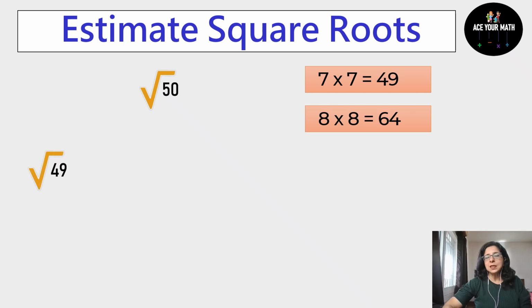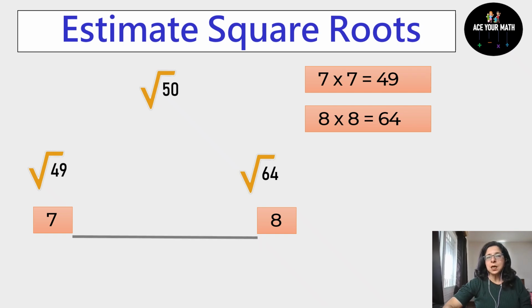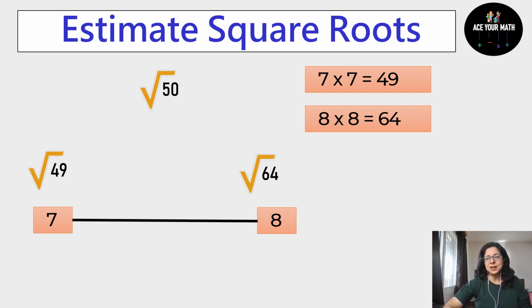So we can say that the square root of 50 lies somewhere between square root of 49 and square root of 64. Now first you write the answer of 49, it is 7. Now you write the square root of 64, it is 8. It means our answer lies somewhere between 7 and 8. Now the steps are the same. Subtract 49 from 50. We get 1 as the answer. Now you subtract 49 from 64. We get 15.